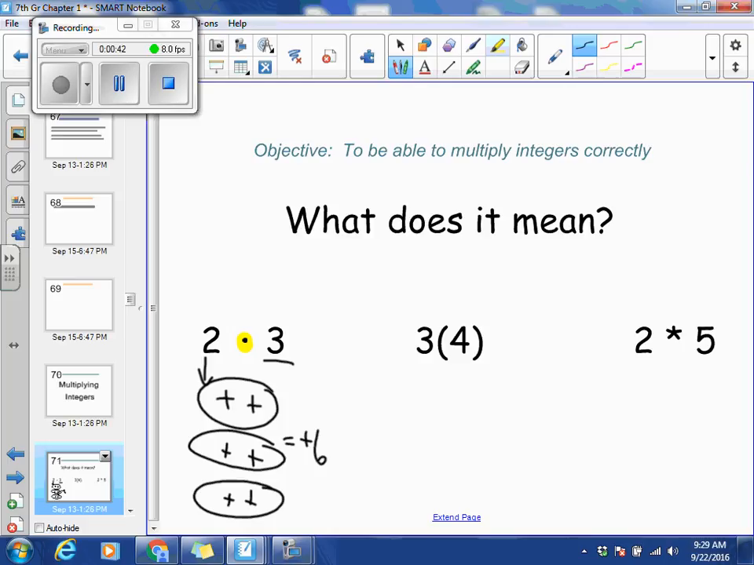We get so used to robotically spitting out our math facts: 2 times 3, 6, 3 times 4, 12, 2 times 5, 10, that we kind of forget what multiplication means sometimes. All right, moving on to the next example.